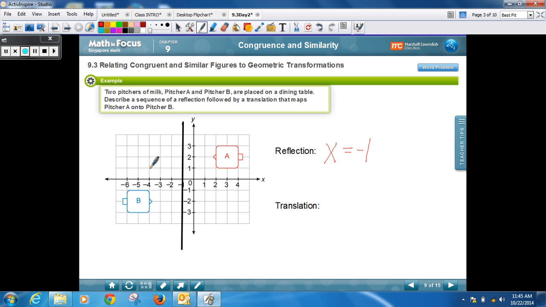So then my image, if I were just to sketch it in here a little bit, would be right here. So then I have to slide it down. So my translation then, this corner goes 1, 2, 3, 4 units down. So down 4. Algebraically, that means my x stayed the same, my y went down 4. So my series of transformations here was a reflection over the x equals -1 line, then a translation going down 4.